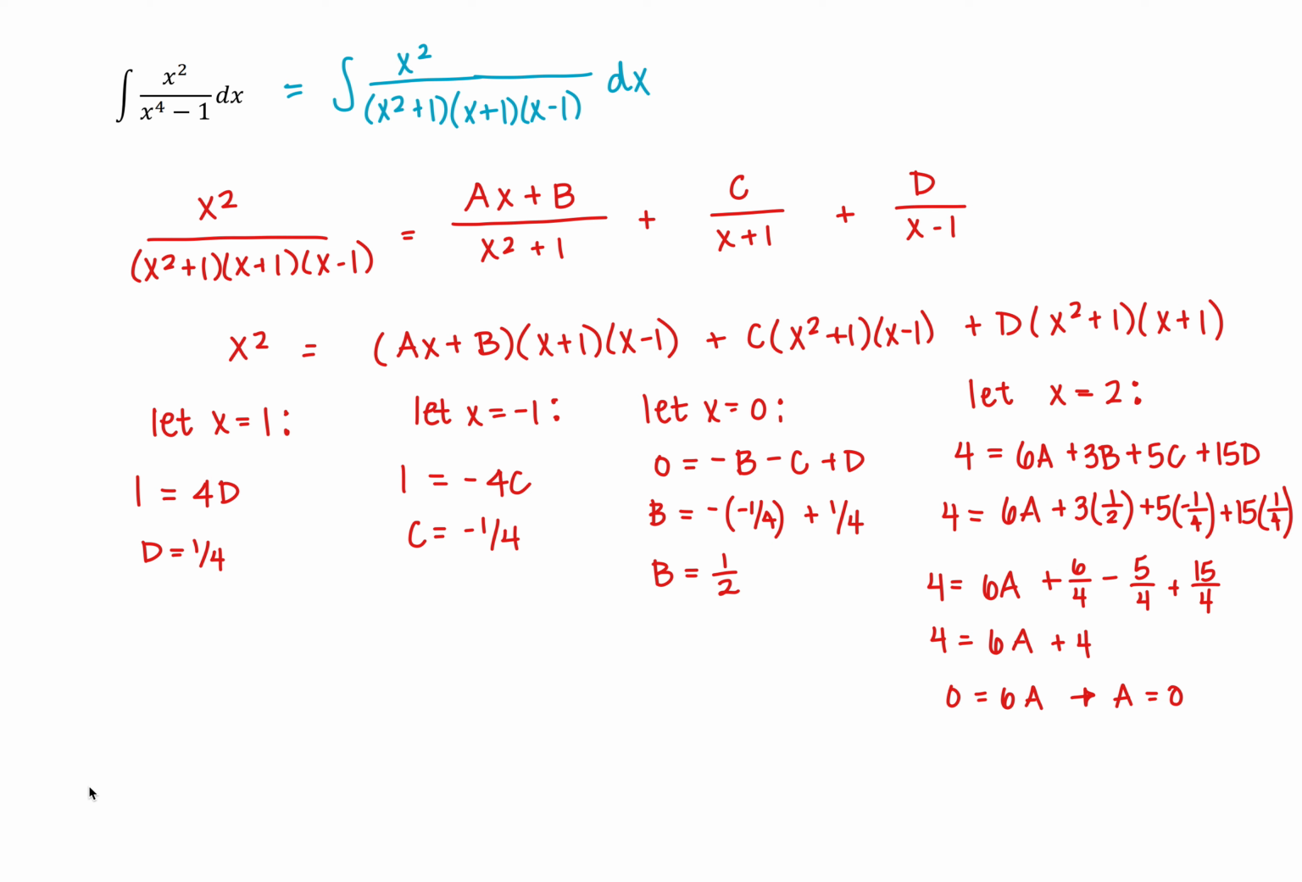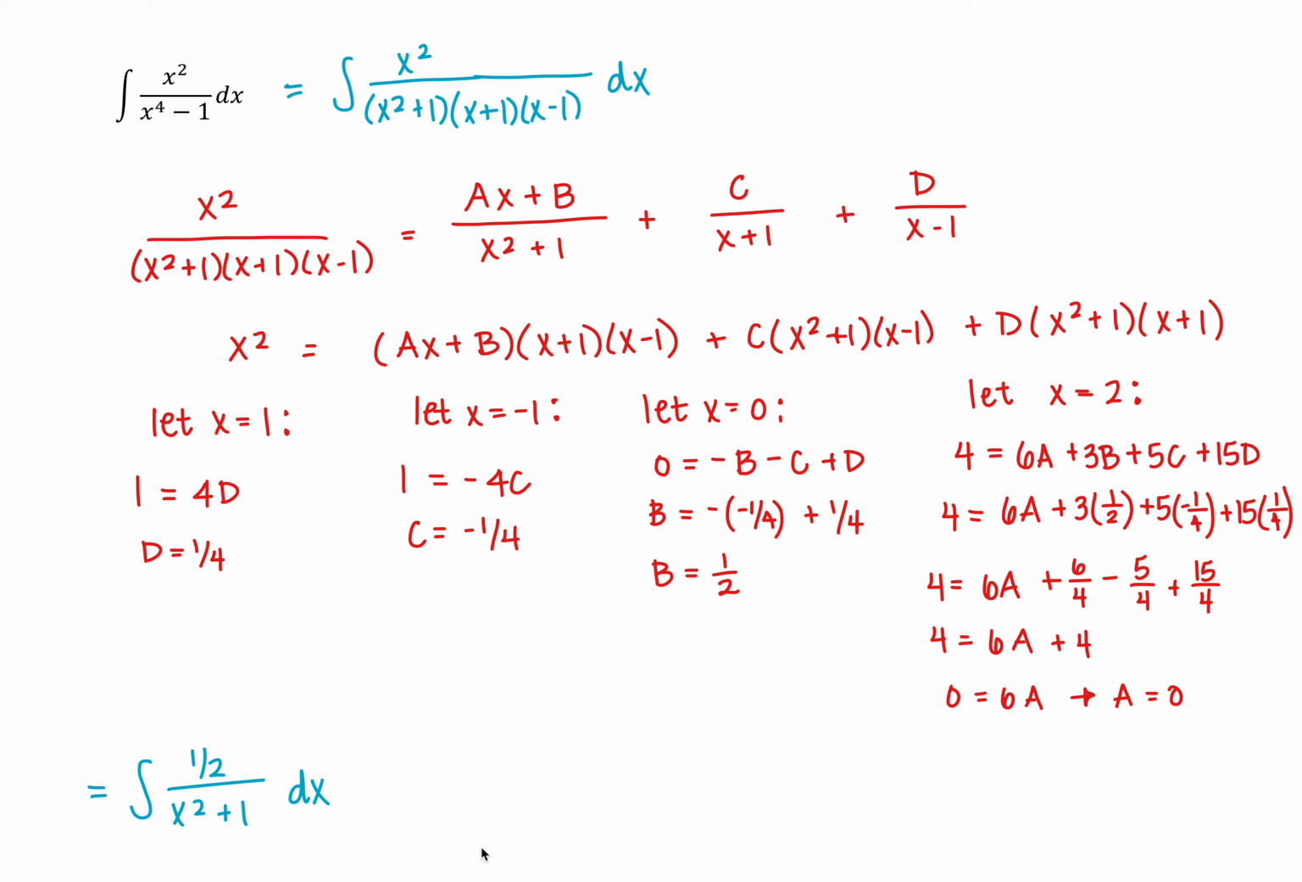So I mentioned in another example that you could write this with one big integral, or you could break them up. It really doesn't matter. I'll break this one up just to do something a little different. So for my first fraction, a is 0, b is 1/2, so I'm going to integrate 1/2 over x squared plus 1 dx.